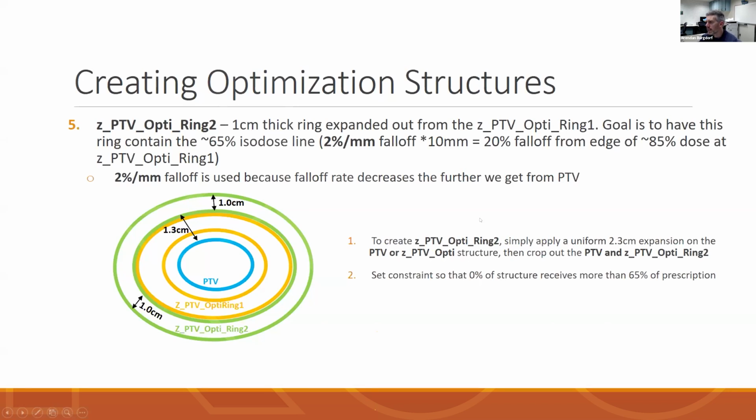And to create this ring, again, it should be a very simple process. So all you have to do is simply apply a uniform 2.3 centimeter expansion on your PTV or your ZPTV Opti structure. And then you'll crop out the PTV and ZPTV Opti Ring 1. Sorry, that should say 1. So it should be kind of a concentric ring just outside of the Opti Ring 1.